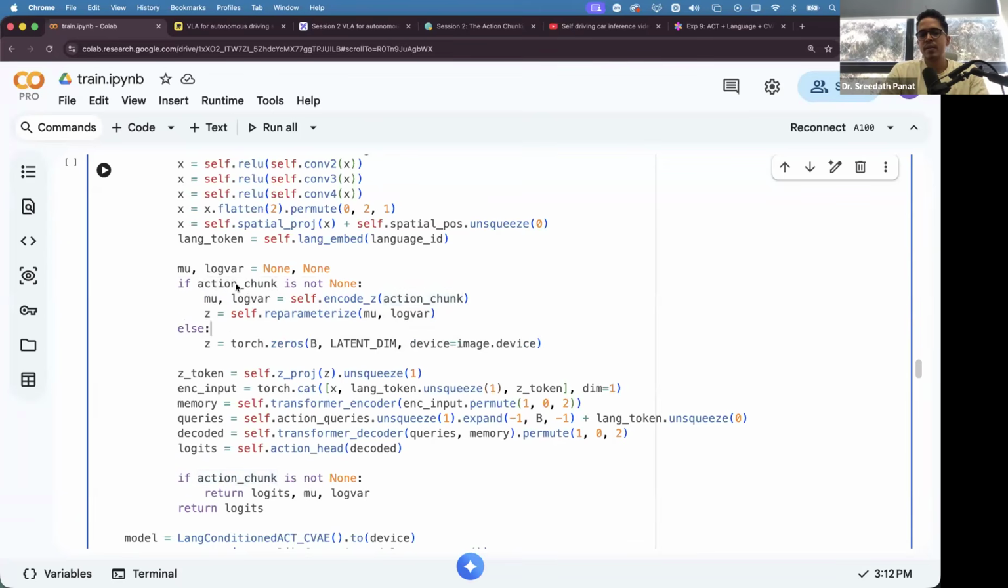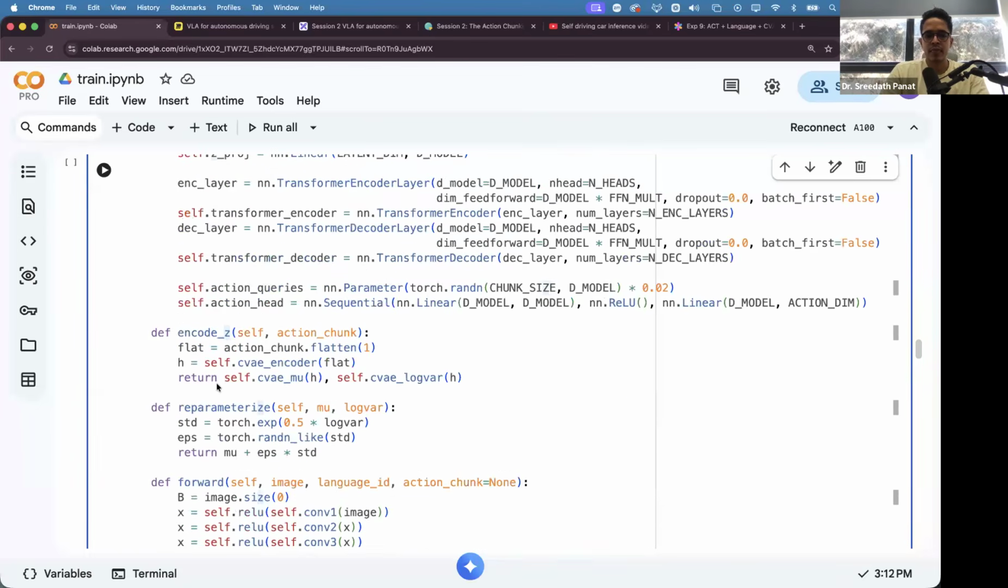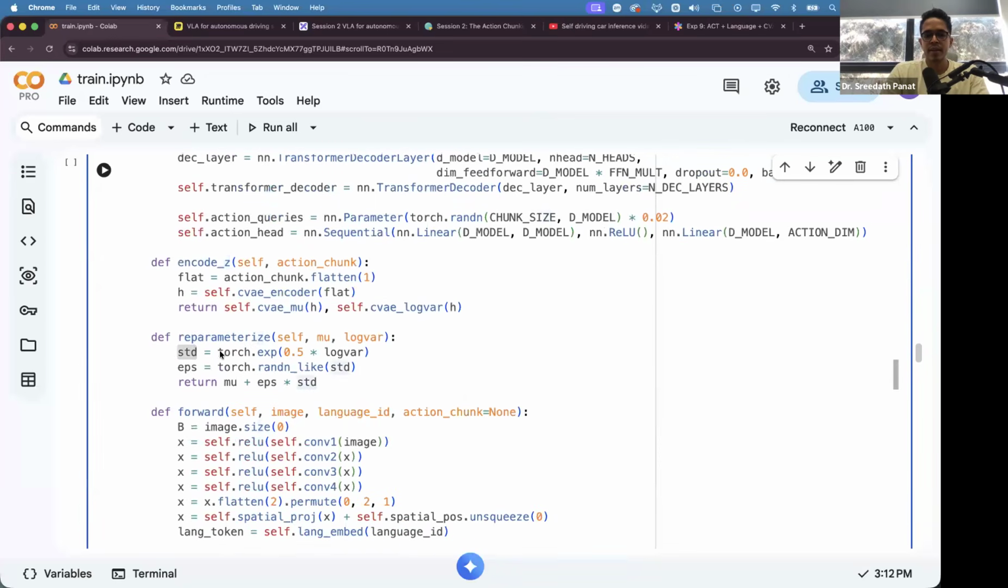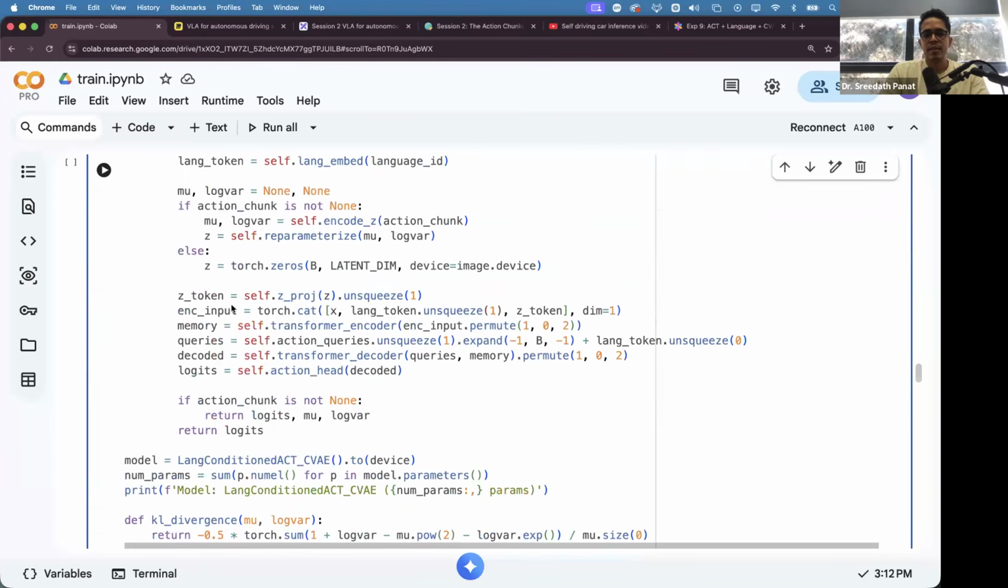So during training, you randomly sample from your mu comma sigma, I mean mu plus epsilon sigma, and then you reparameterize it. Basically, Z is equal to mu plus epsilon sigma. I think it's here, this one, reparameterize. The standard deviation is sampled from your logarithm of variance. Epsilon is the random number. So now your reparameterized number Z equals mu plus epsilon multiplied by sigma, where sigma is the standard deviation. Now, once you have this, your Z token is whatever is in your latent space projected into 64-dimensional space.